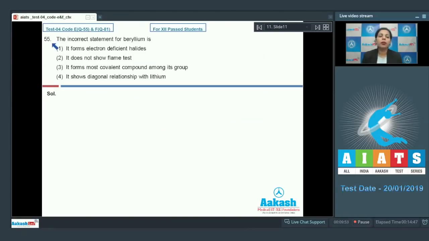Further, question number 55. The incorrect statement for beryllium is, it forms electron deficient halide. Yes, it forms electron deficient halide because octet of the beryllium is not completed. Further, it does not show flame test. It is also true because it does not have unpaired electron. It forms most covalent compound among its group. Beryllium also forms most covalent compound among its group due to its small size.